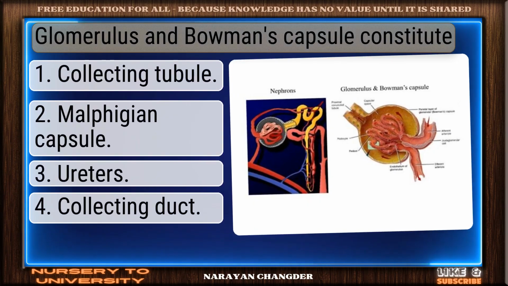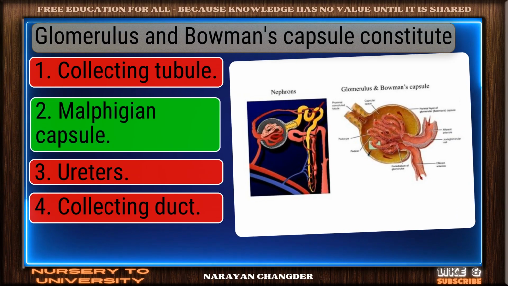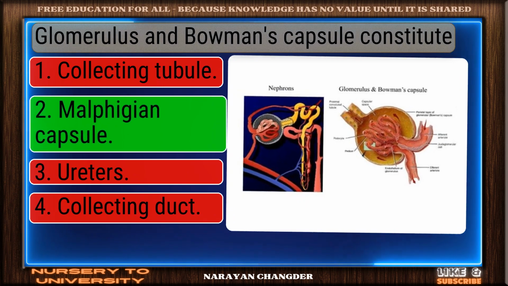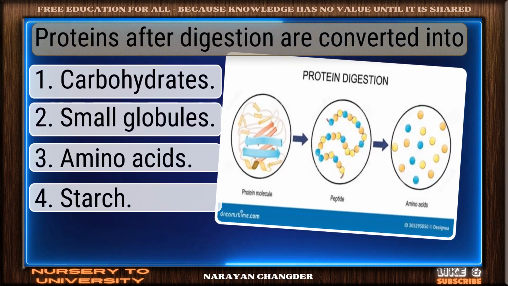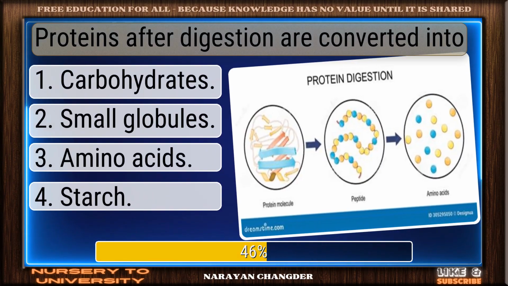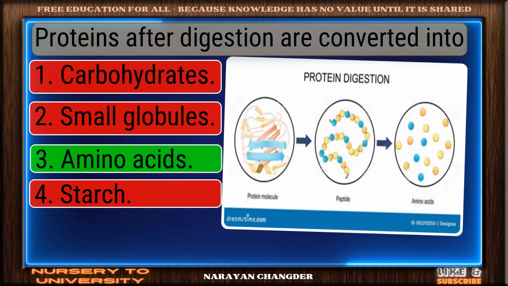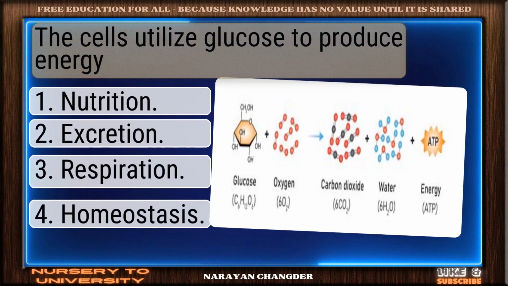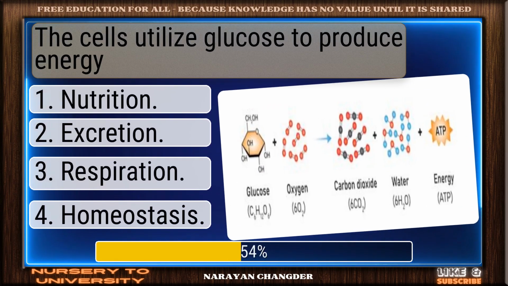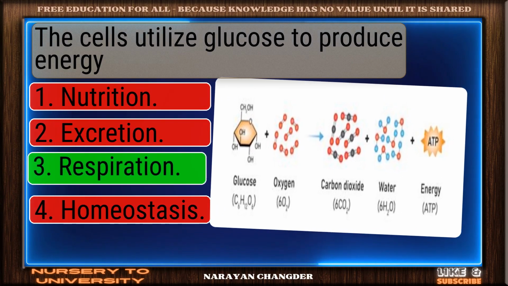Glomerulus and Bowman's capsule constitute? You chose Malpighian capsule, correct? Proteins after digestion are converted into? Excellent choice. Amino acids is right. The cells utilize glucose to produce energy. You got it. Respiration fits.